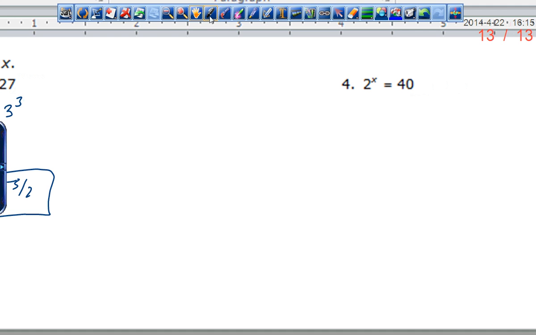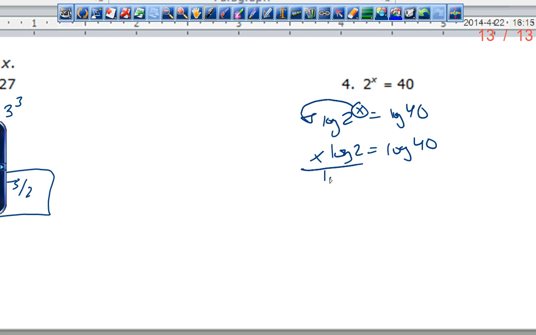Now in number 4, there is no number I can change 40 to. I can't do 2 to the 5th, 2 to the 6th, or anything like that. So in that case, we're going to have to take the log of both sides. So I get log of 2 to the x equals log of 40. The reason I did that is so that I can move my exponent, my x, out in front. So I'm going to divide both sides by log of 2. And x is going to be whatever that is.